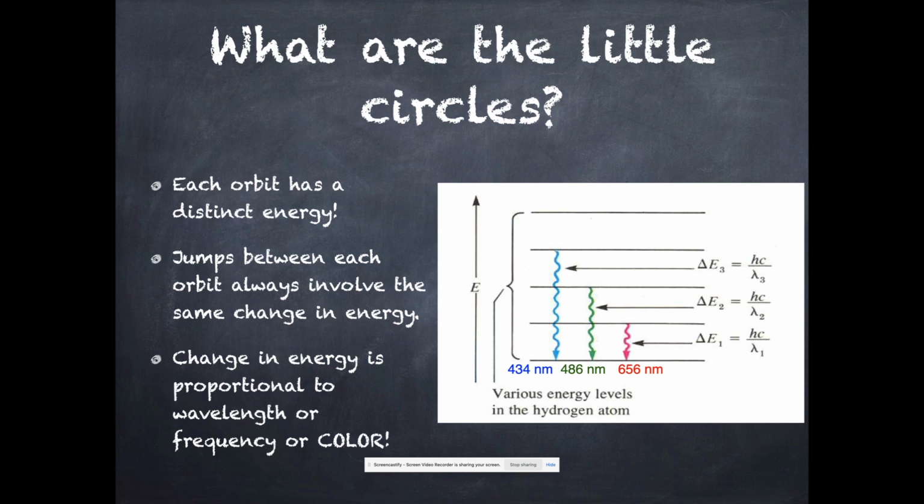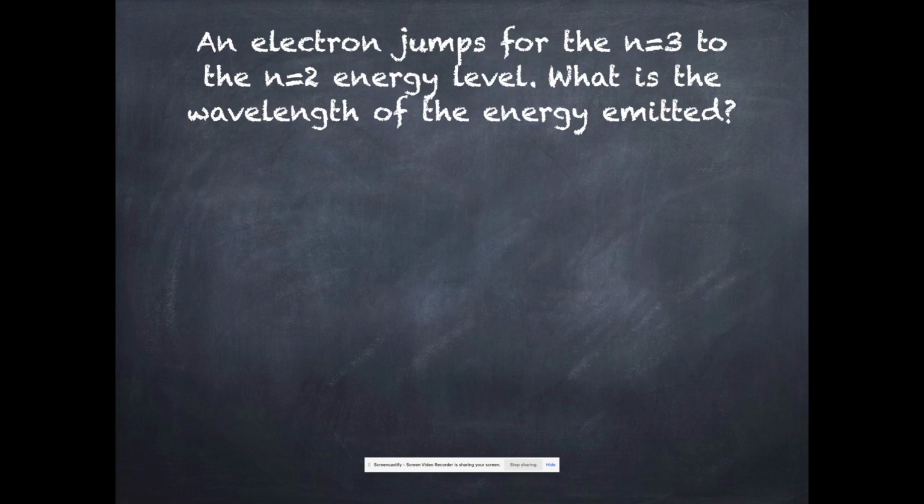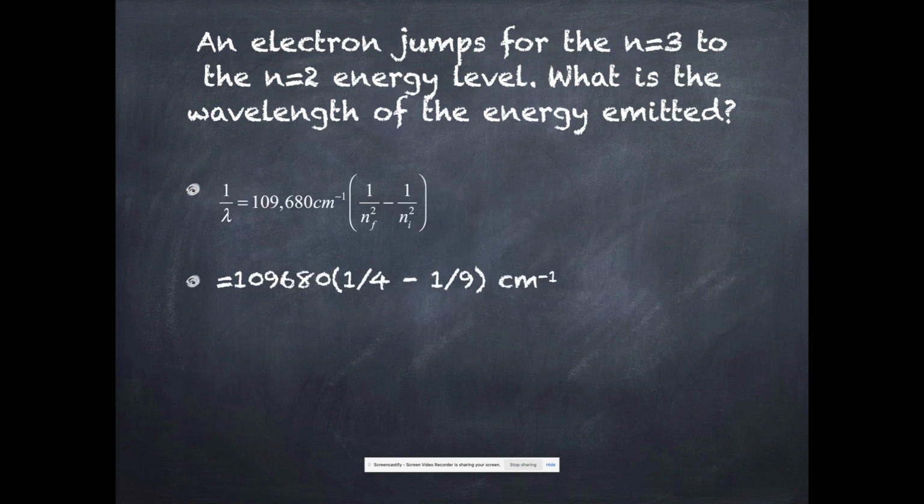Okay, so now let's look at a little bit of math. Let's imagine an electron jumps from the n equal 3 to the n equal 2 level. What's the wavelength of the energy emitted? Well, we would use the Rydberg formula, and it would be 109,680 times 1/4 minus 1/9. See, it ends at the n equal 2. N final is 2. 2 squared is 4, so we have 1/4 minus, and it started at the n equal 3, n initial is 3, 3 squared is 9, so minus 1/9.